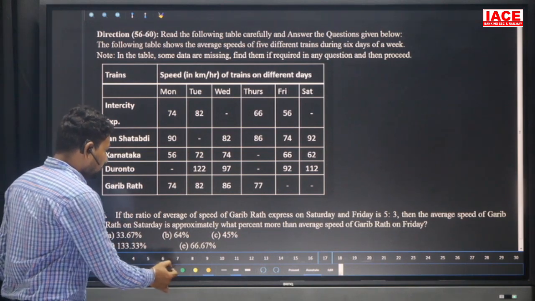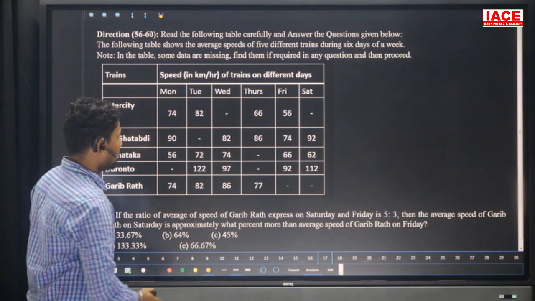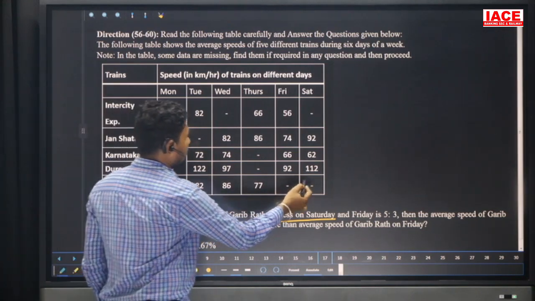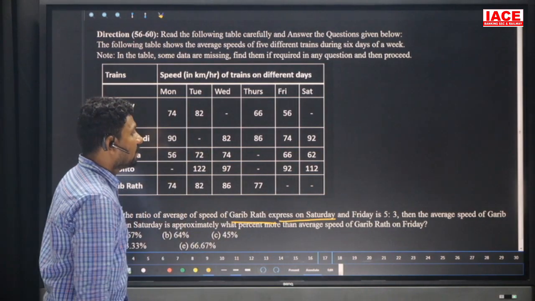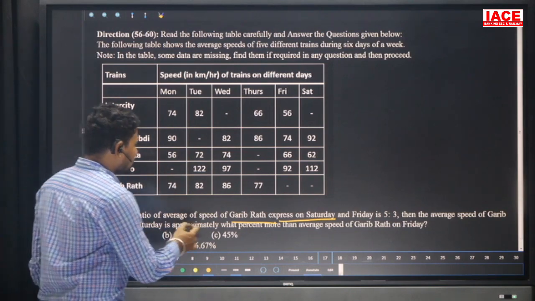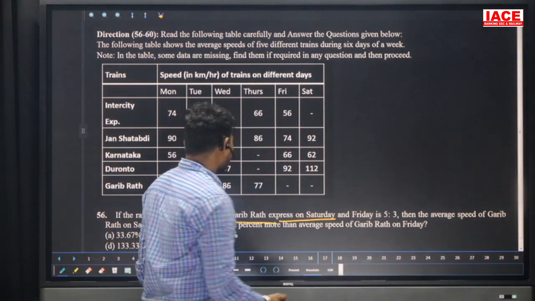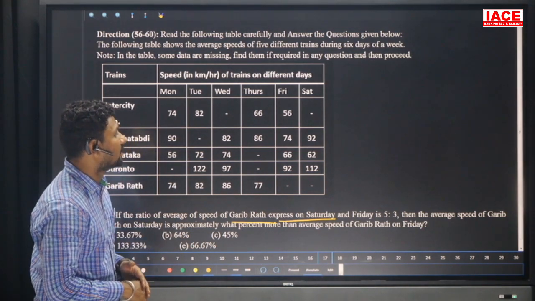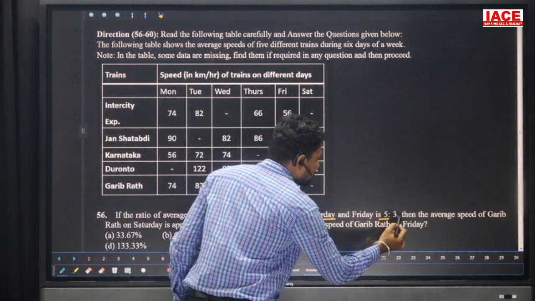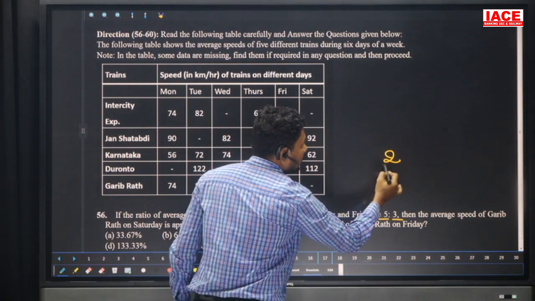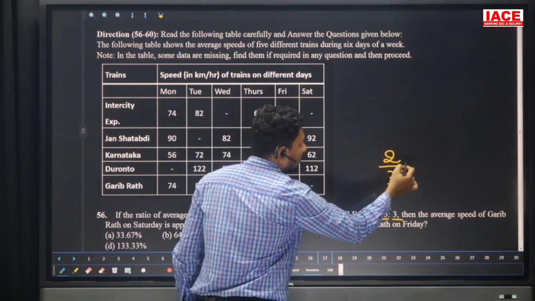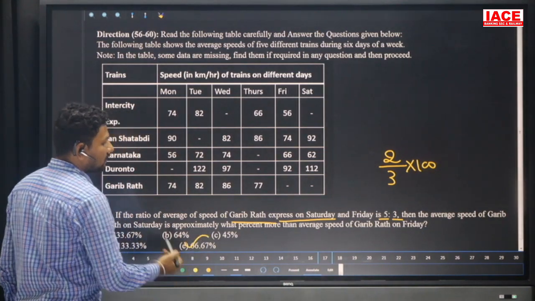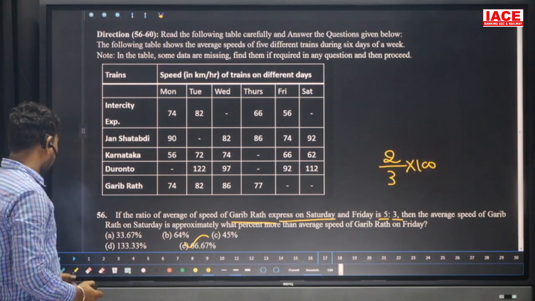Look at the first one. If the ratio of the average speed of Garib Rath Express on Saturday and Friday is 5:3, then the average speed of the Garib Rath on Saturday is approximately what percentage more than the average speed of the Garib Rath on Friday? So look at it, it is 5 kmph, it is 3 kmph. 5 kmph is more than 3 kmph, it is 2 kmph more compared to 3 kmph, into 100. 2 by 3 of 100 is equal to 66.67 percent. That option is what? E. No need to go for the original speeds. And move to the next question.